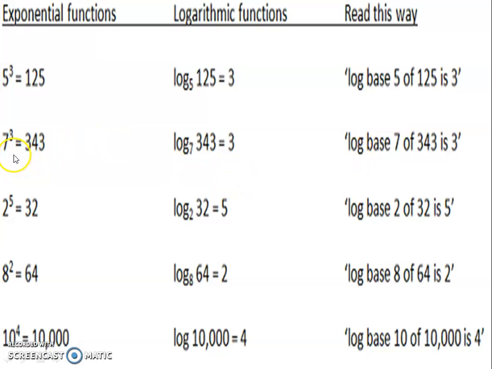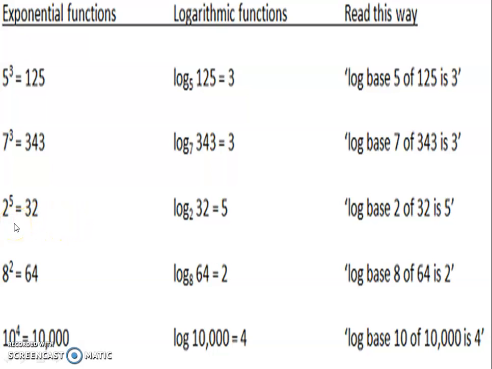Second example, 7 raised to 3 is equal to 343. We already know that. So I want to convert this exponential form into logarithmic. I use the same word, log, base is 7, answer is 343, equal to 3. 3 is the index. So I read it this way: log of base 7 of 343 is 3. I take the next example, 2 raised to 5 is equal to 32. So it is again an exponential format. We derive this by the calculator.